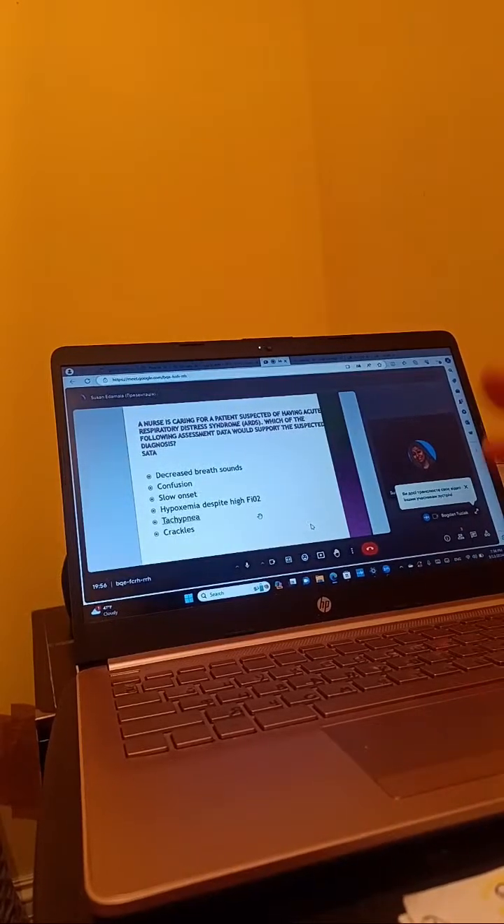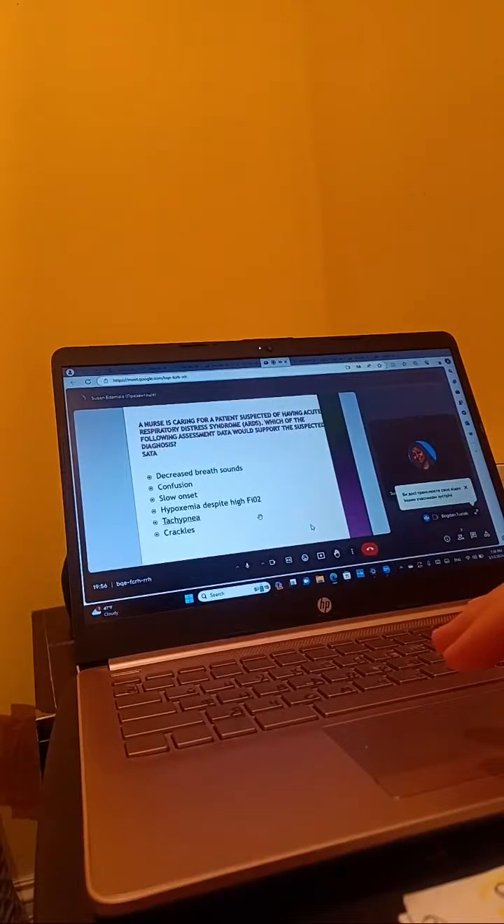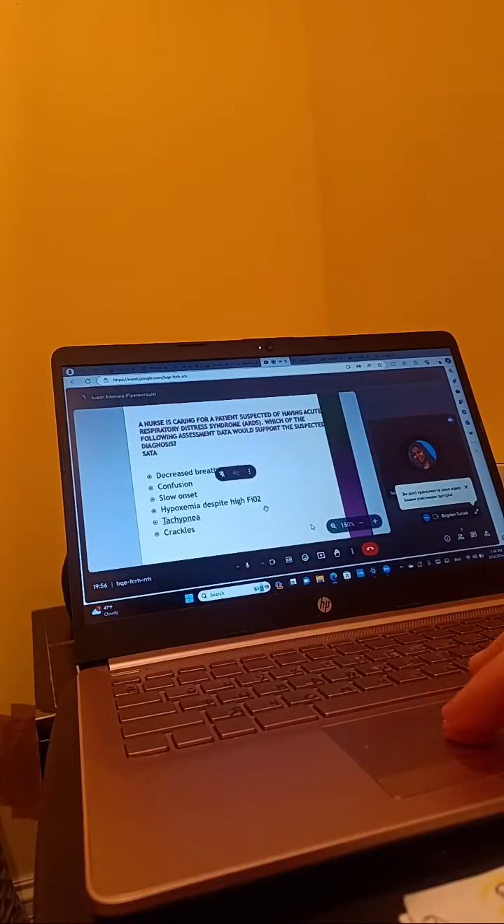Hypoxemia, despite a high FiO2. FiO2 is fractional inspired oxygen, the same as the percentage of oxygen that you give. When you are using a ventilator or a BiPAP, we don't call it liters per minute; normally we call it the FiO2. So you are giving 100% FiO2 and still the patient has low saturation, hypoxemia. In the blood, the oxygen level is still low. Is this characteristic of acute respiratory distress syndrome?